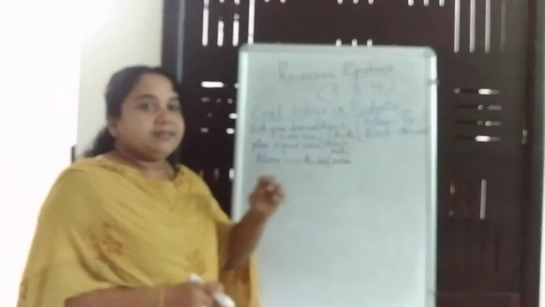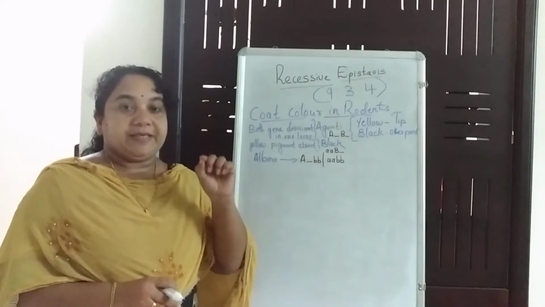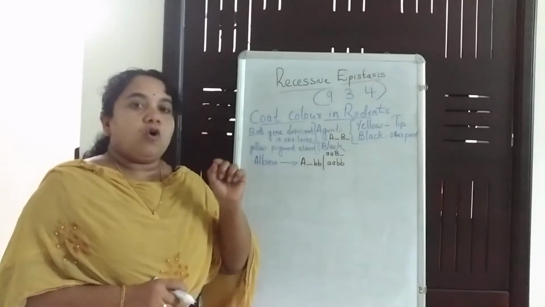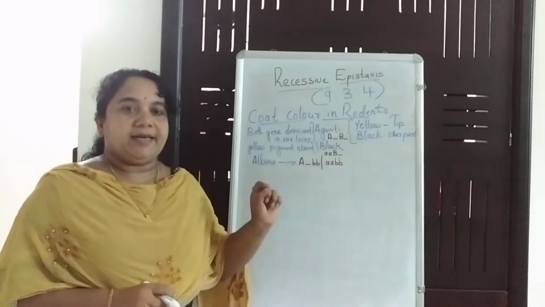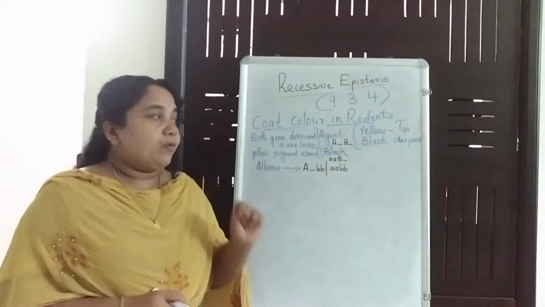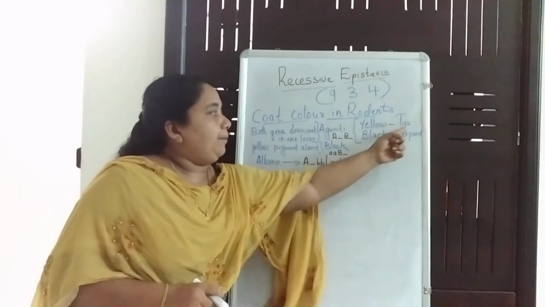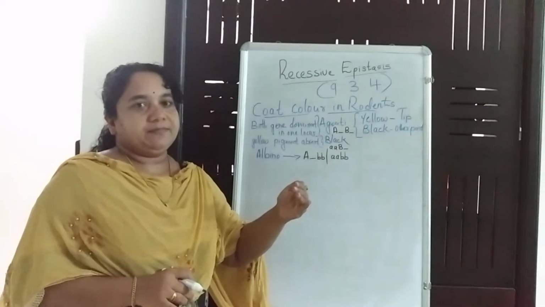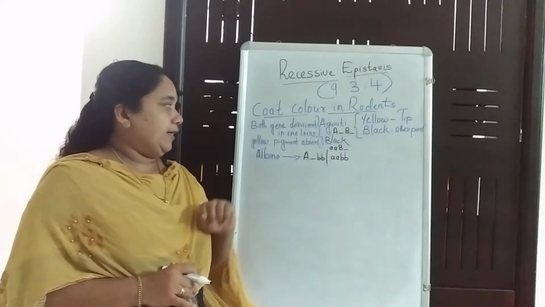In rodents, in each hair a special coloration can be noted. Usually the common one is agouti, A-G-O-U-T-I. What is agouti color? In agouti color, the tip is yellow, but the remaining part is black in color. That is the agouti condition.